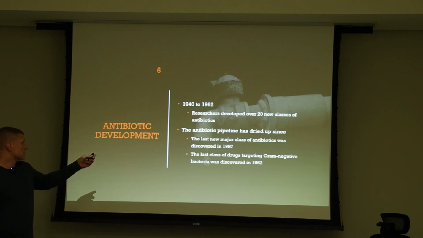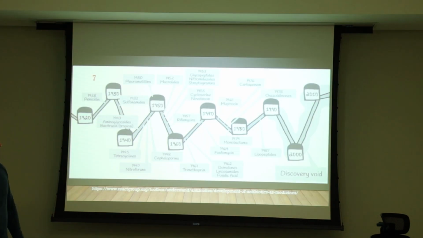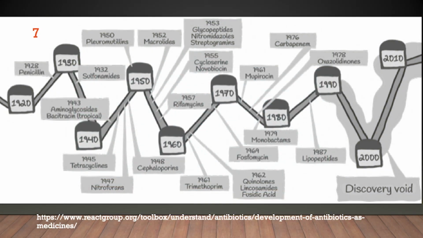So the last new class of antibiotics, or major class of antibiotics, was in the 80s. So pushing 40 years since the last new antibiotic class came out. And the last gram-negative bacteria targeting drug was in the 60s. And you'll find that most of the antibiotic-resistant bugs out there are gram-negative, so not good. So here's a picture that I stole from somebody. But it really shows you all the different antibiotics being developed, and then all of a sudden, there's the last one, and then it goes away.